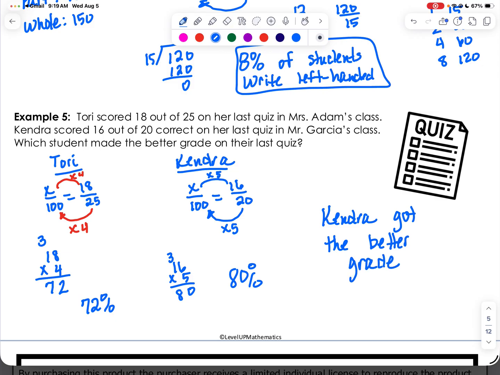And that concludes today's lesson, using the percent proportion to find the percent.